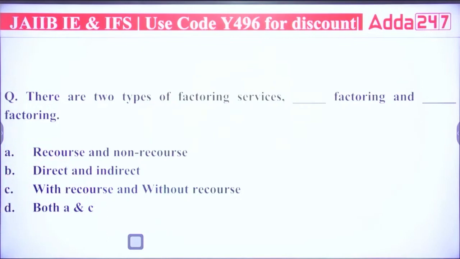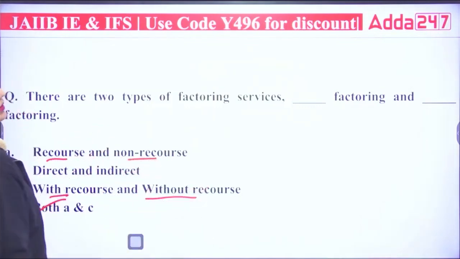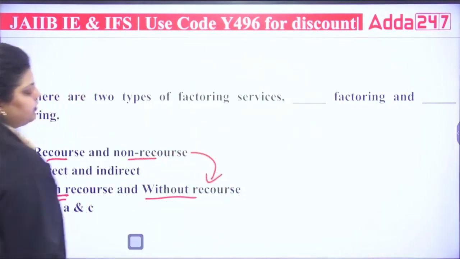So what do you think? Which of the following is correct in context to factoring? A, B, C or D? Actually the right answer will be D. Both A and C. You can call it recourse or you can call it with recourse. The non-recourse is also known as without recourse. So they are other names of each other.